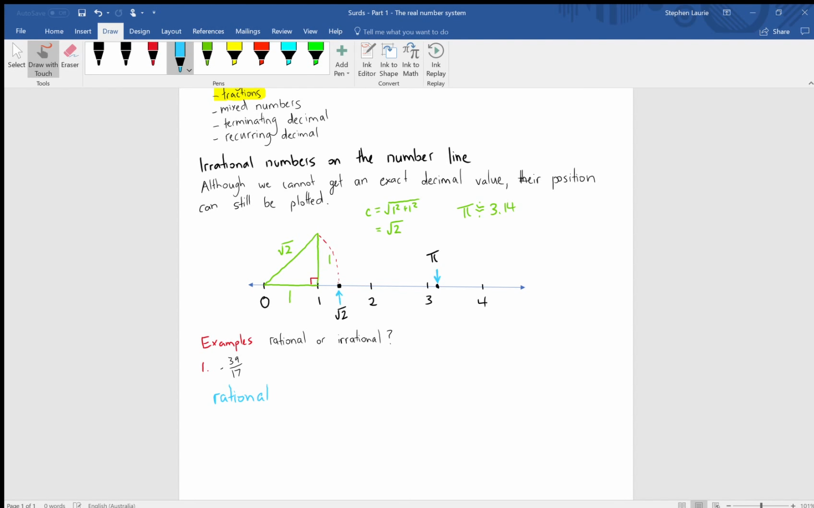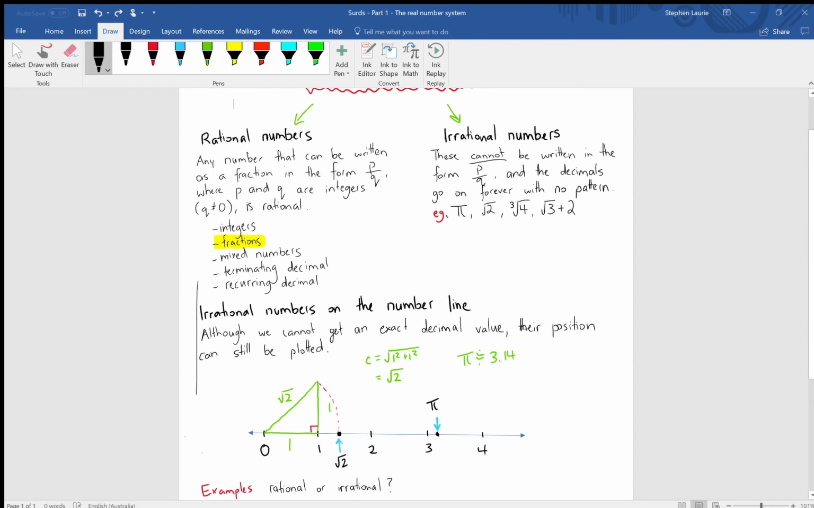Alright, example 2. 0.3 with a little dot above it. And what does that little dot mean? It means the 3 keeps repeating forever and ever. So this goes forever. Does that mean it's irrational? Well, going back to our notes, let's have a look up here. Recurring decimals. They're in the rational numbers as well.